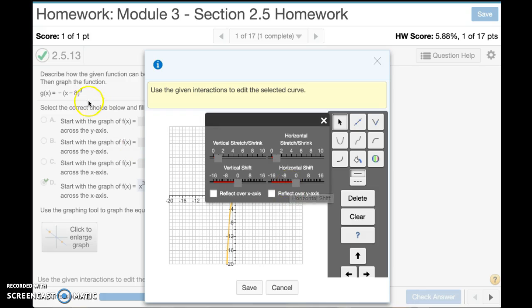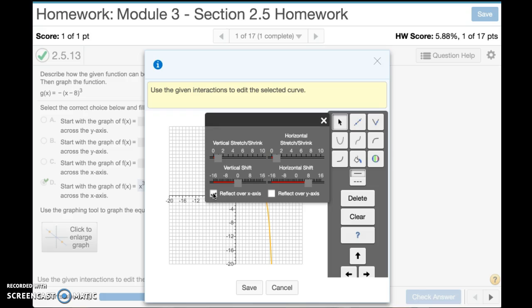Since we shifted 8 units to the right, that is a shift. Left to right is a horizontal shift. So I'm going to use my horizontal shift tool, and I'm going to go over to the right 8 units. That's going to shift it for me on the graph. I don't have to do anything else. Remember, we had a shift left or right, and we had a reflection. The reflection was about the x-axis, so I'm going to click the box that says reflect over the x-axis. And that flips the graph on the coordinate plane.